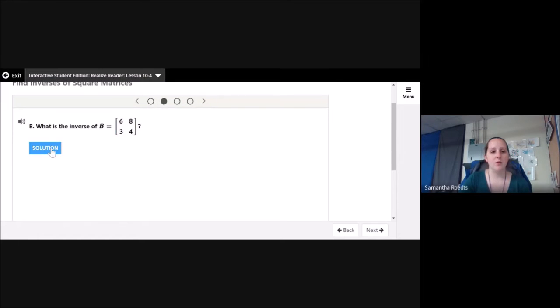What is the inverse of B when it's 6, 8, 3, 4? The matrix is a square matrix, 2 by 2. Since DET B equals AD minus BC equals 6 times 4 minus 8 times 3 equals 0, the inverse matrix does not exist.